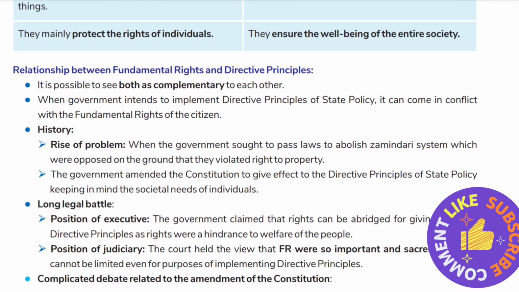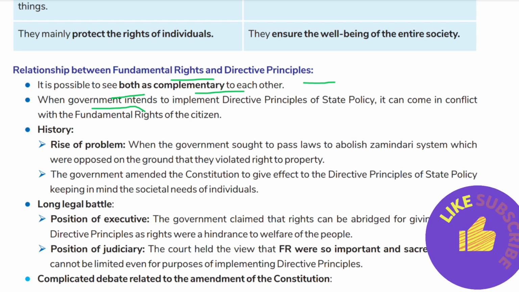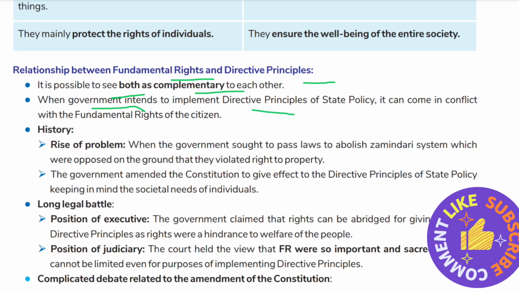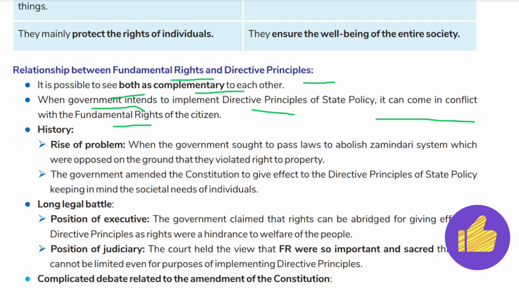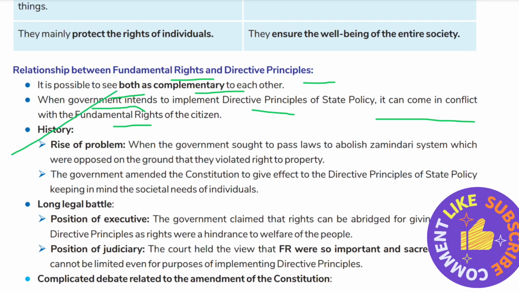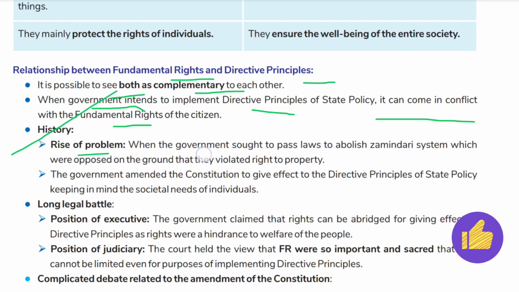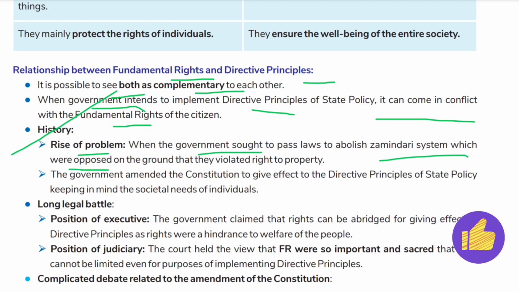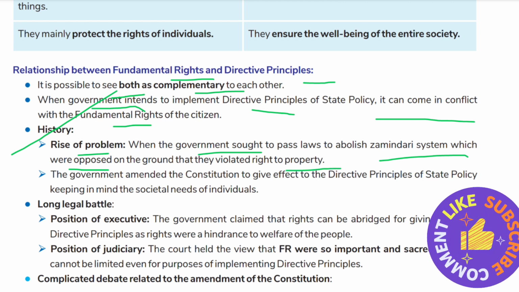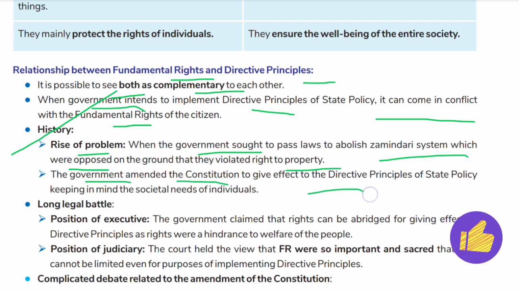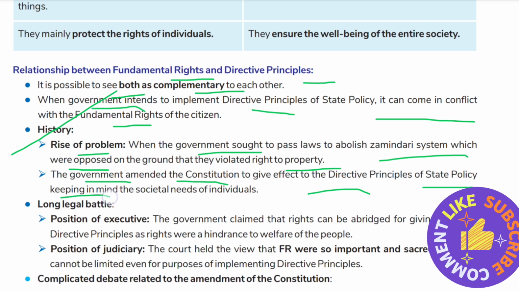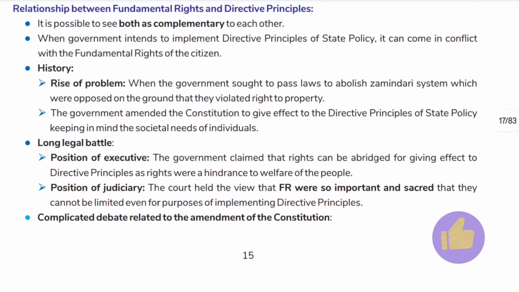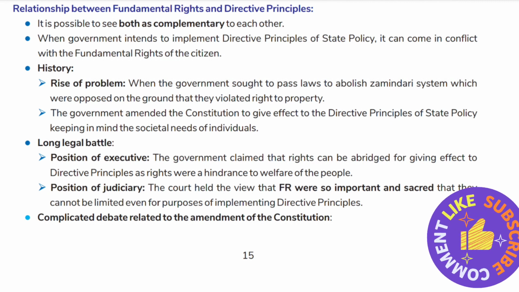So, what is the relationship between fundamental rights and directive principles? It is possible to see both as complementary to each other, and when the government intends to implement directive principles of state policy, it can come into conflict with the fundamental rights of citizens. So, what is the history behind it? The problem arose when the government sought to pass laws to abolish the Zamindari system, which were opposed on the ground that they violated the right to property. The government amended the Constitution to give effect to the directive principles of state policy, keeping in mind the societal needs of the individuals.